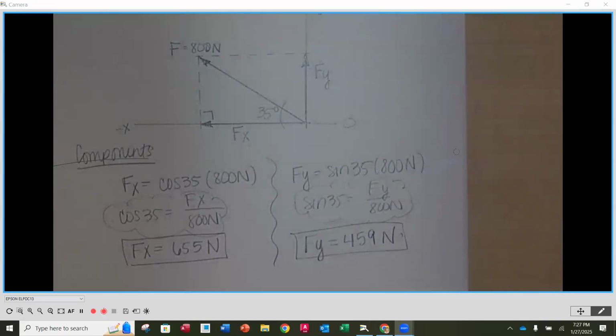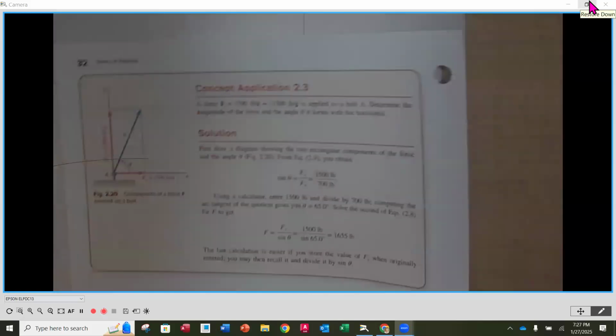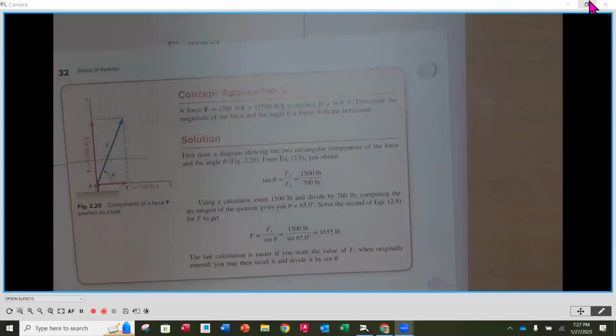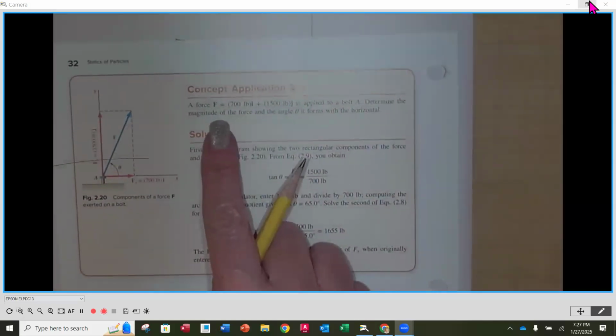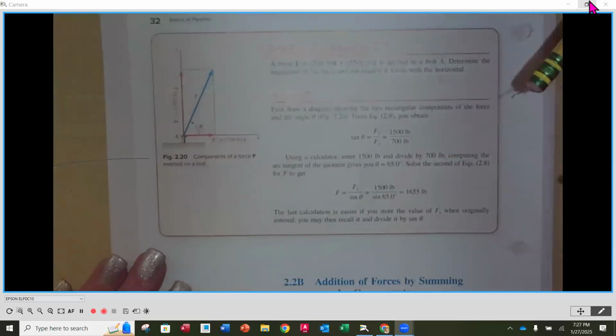Okay. All right, there's concept application 2.1. Then we're going to go right into concept application 2.3. This is going to be another practice problem we're going to be handing in. This one, we've got force F. It has components given.